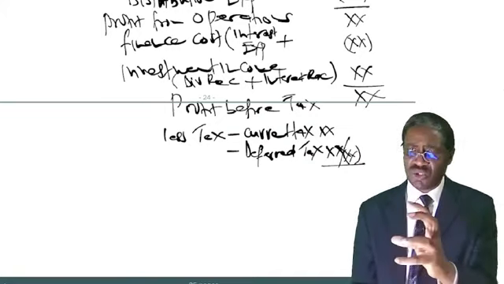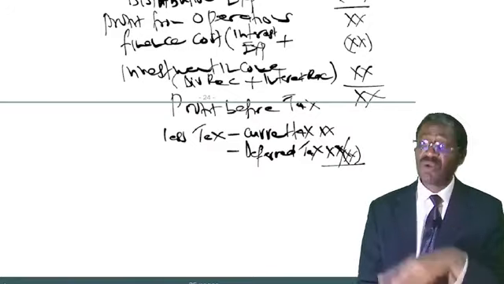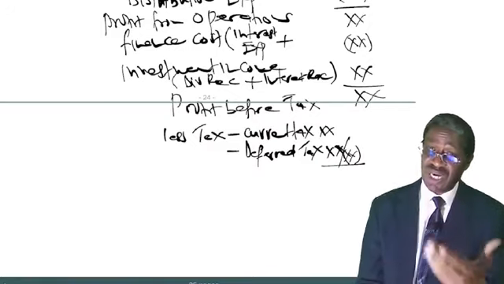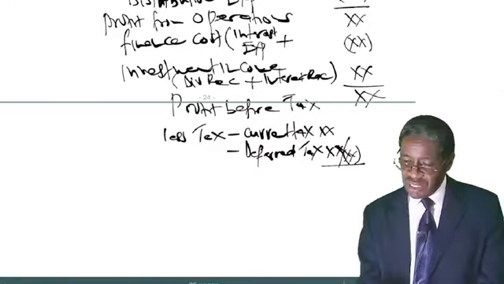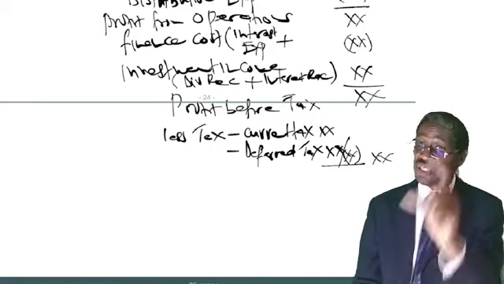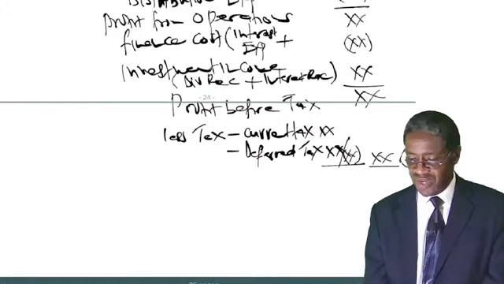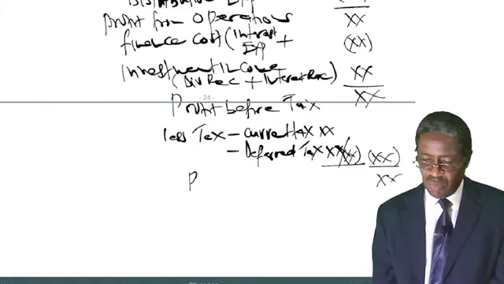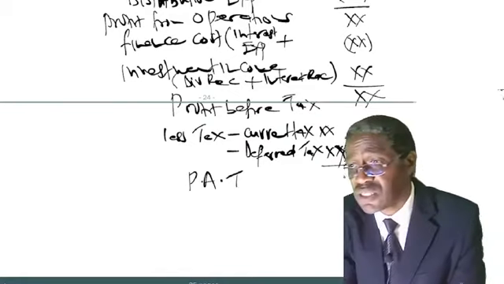Once you get those two, maybe you are adding the two or subtracting one from the other, you get the net. That is what we call the net tax expense, whatever it is. Then once you get it, you minus, and you get what we call profit after tax.